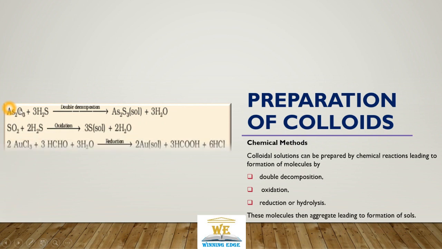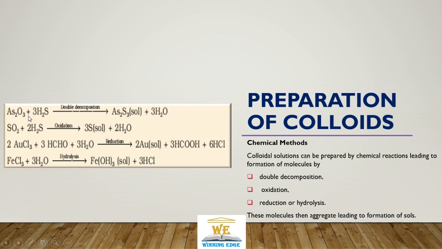Very first example is arsenious oxide reacted with hydrogen sulfide, which undergoes a double decomposition, because here oxide is converted into sulfide. There is no change in oxidation state, and it is basically an exchange of sulfur and oxygen between these two entities. That's why we call it a double decomposition, because both decompose.